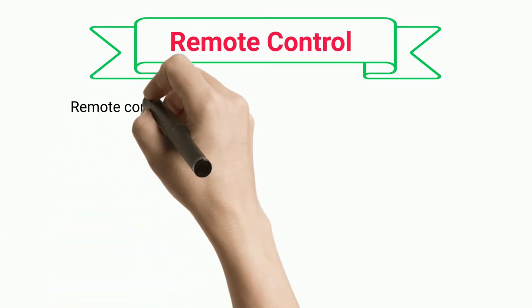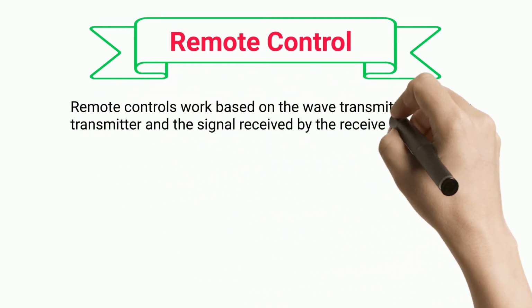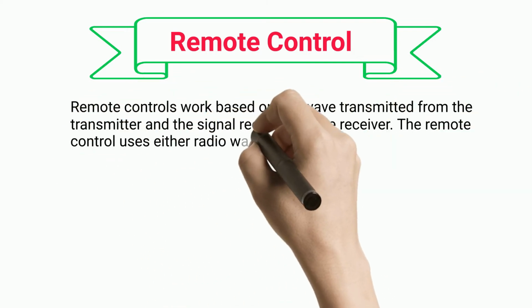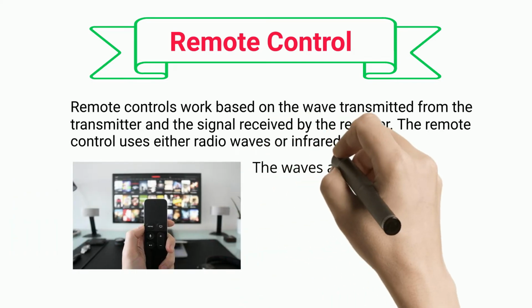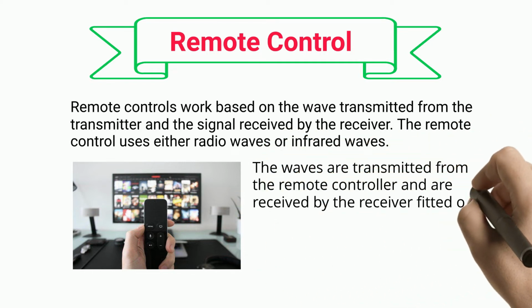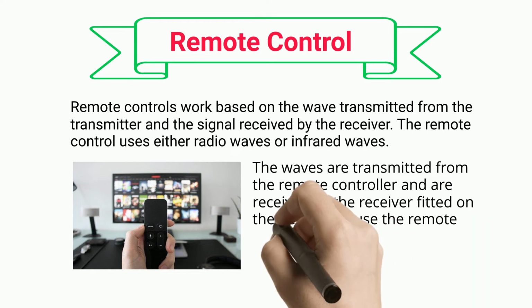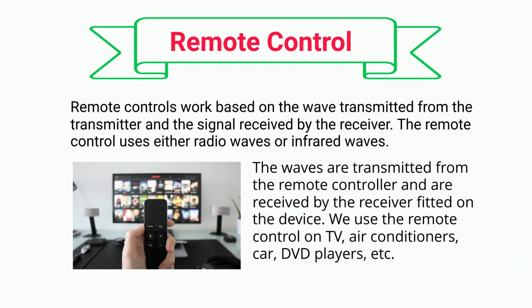Remote control. Remote controls work based on the wave transmitted from the transmitter and the signal received by the receiver. The remote control uses either radio waves or infrared waves. The waves are transmitted from the remote controller and are received by the receiver fitted on the device. We use the remote control on TV, air conditioners, car, DVD players, etc.